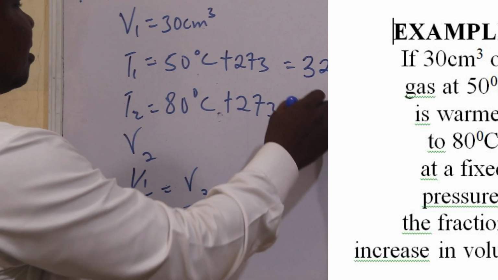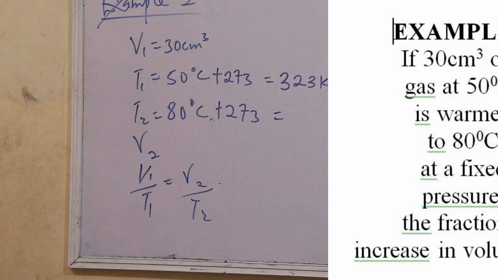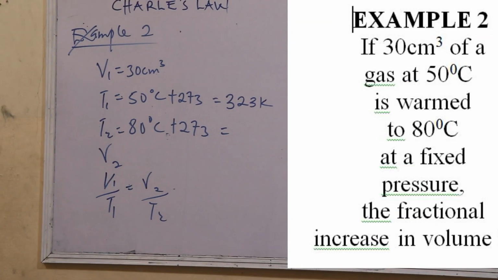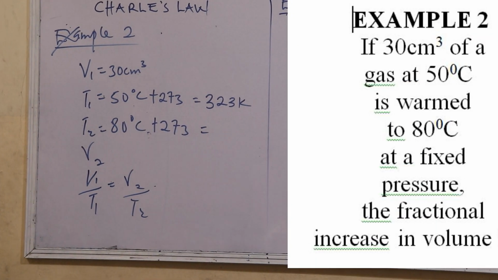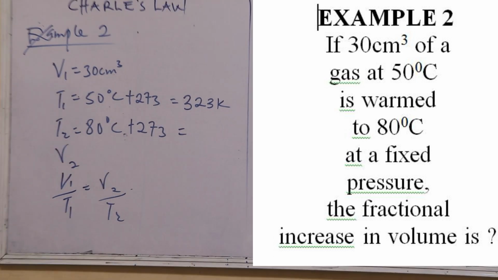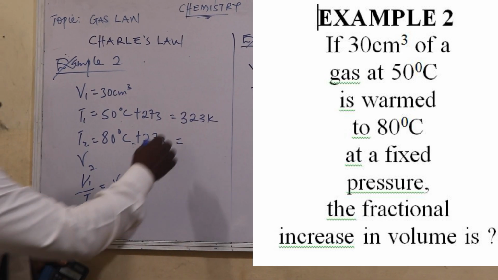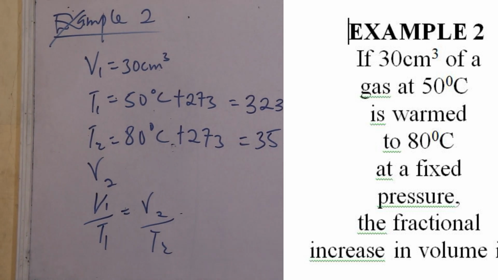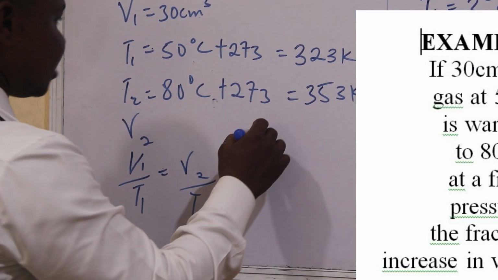323 Kelvin. And 273 plus 80, we have what? 353 Kelvin. These are the conversion rates. Now let's substitute. We are doing that.